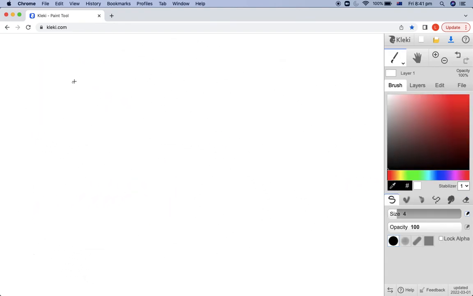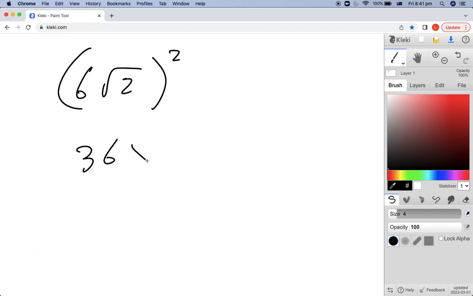And just one more, we can have, let's say, 6 square root 2 whole squared. That's equal to 36 times 2. So the 6 squared is 36, and the square root of 2 squared is just 2, which gives us 72. Perfect. And that will be our intro to surds.